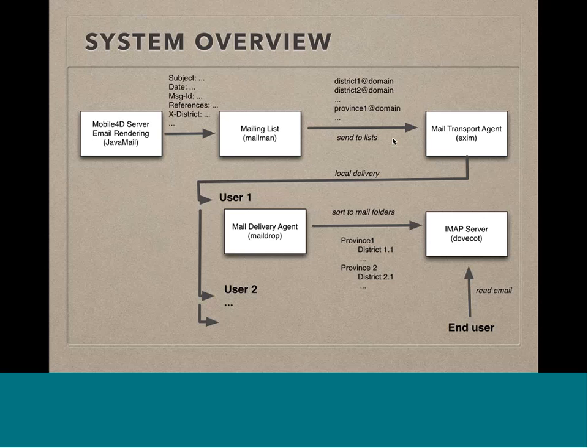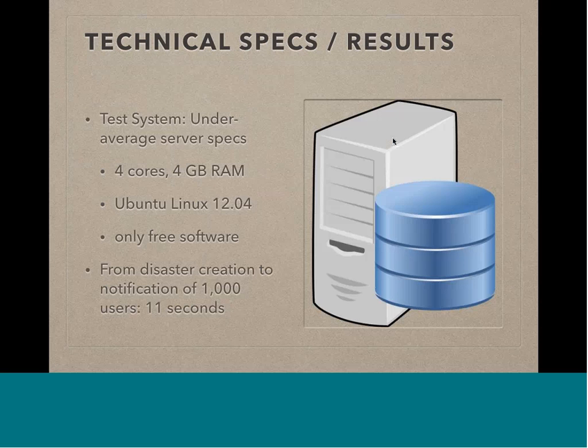One word about the specifications of our test system that we are using. We have an under-average server we are working on. It's a 4-core server with 4 gigabytes of RAM. We're using an older Ubuntu Linux version, and we are only relying on free software. So this is a very small server, or comparably small server, that you could find anywhere.